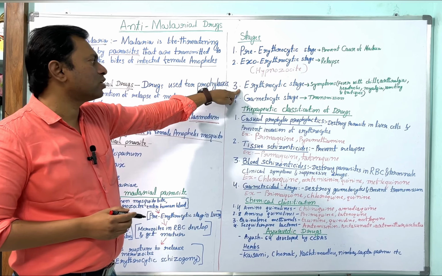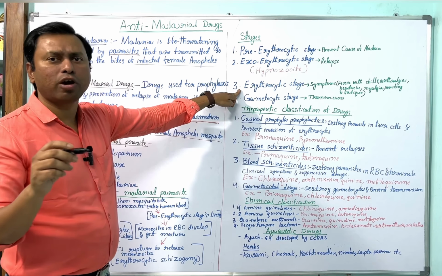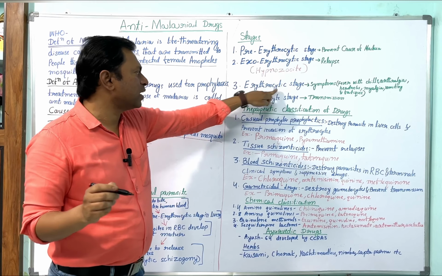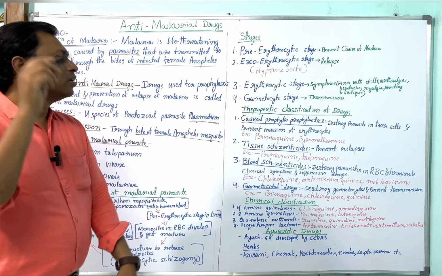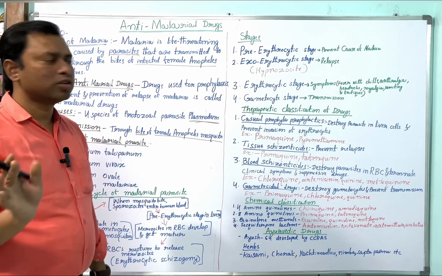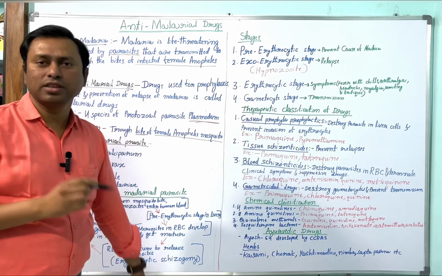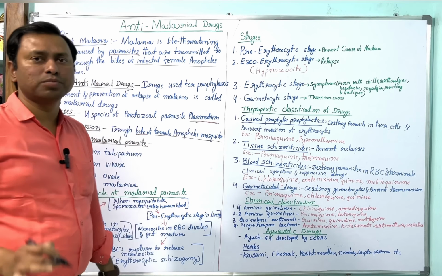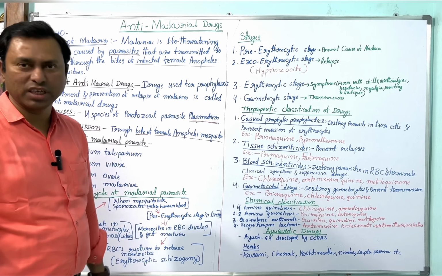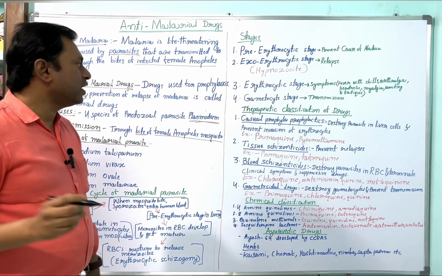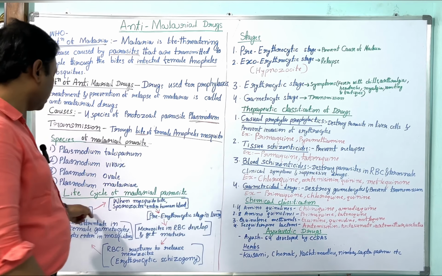And the third one, the erythrocytic stage, the symptoms stage. Whenever a patient comes to your hospital or clinic, the patient comes in this stage, the erythrocytic stage. If you destroy this stage, then the symptoms will be suppressed. The next one, the gametocytic stage, the transmission stage. If you act in this stage, then you can stop or prevent transmission. This is about the 4 stages of malaria, that is the plasmodium.